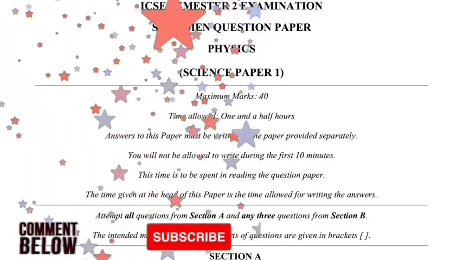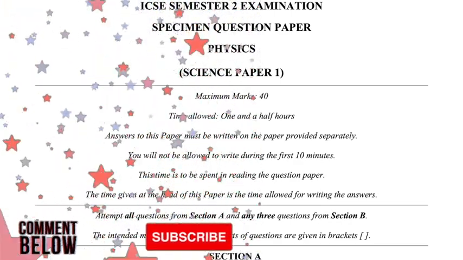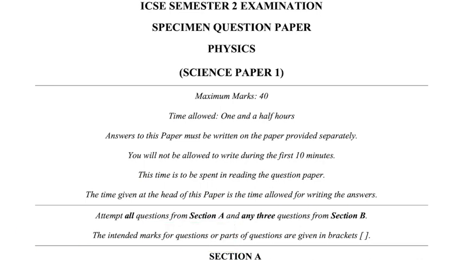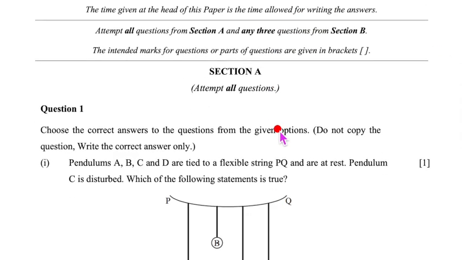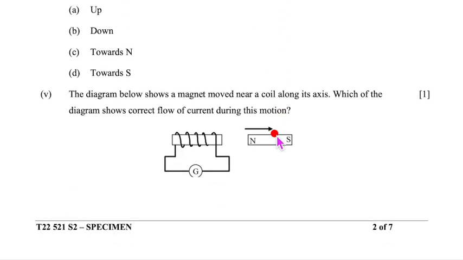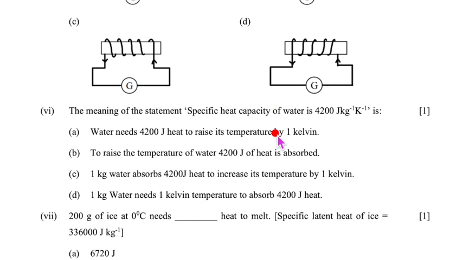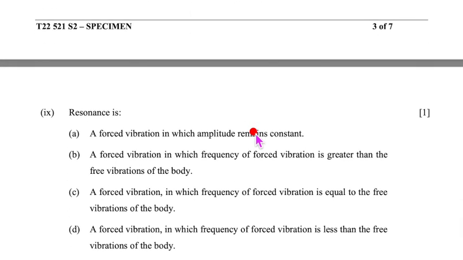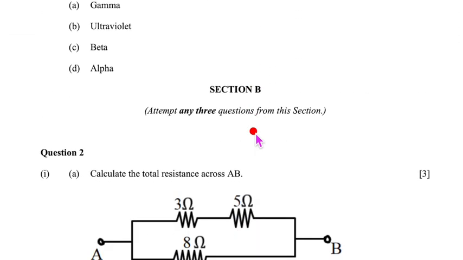This video is the solution of Section B of the Semester 2 Physics Sample Paper of ICSE Class 10, which is supposed to be held in March 2022. In this video, we will be solving Section B. We have already solved Section A and it has been posted on YouTube already. So you can see the link somewhere on the right corner. You can click on that to see the solution of Section A. Now let us come to Section B.